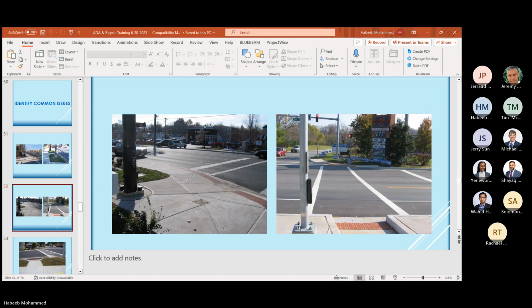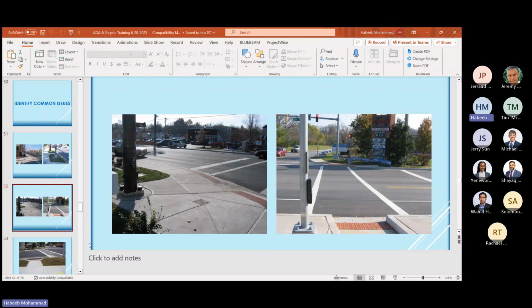I mean, there is... What is the detectable warning surface? It's also a dome. If you look at the other side, you see that the pole is way far from the level landing area on the other side. Yeah. So those are the issues on this one.